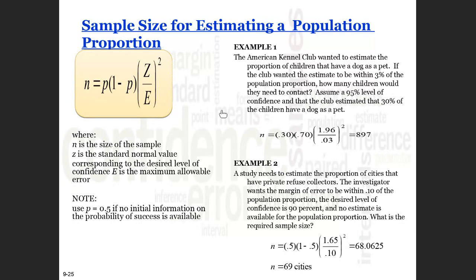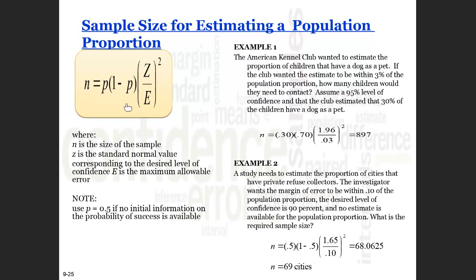So in this example, the American Kennel Club wanted to estimate the proportion of children that have a dog as a pet. If the club wanted the estimate to be within 3% of the population proportion, how many children would they need to contact? Assume a 95% level of confidence and that the club estimated that 30% of the children have a dog as a pet.